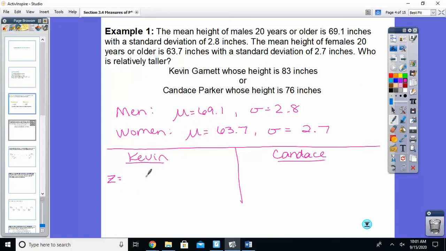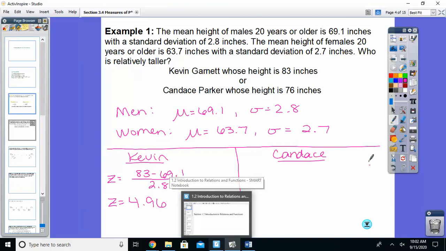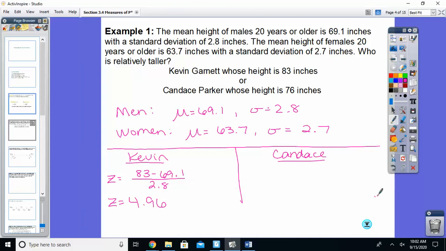So to find the z-score, you use your formula sheet. It's the value, so his height was 83, minus the mean. He is a man, so the mean for the men was 69.1, divided by the standard deviation. Again, he's a man, so use the standard deviation for men, 2.8. So if I do that, I get a z of 4.96. So that means he is almost 5 standard deviations above average for his group.